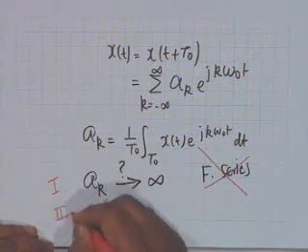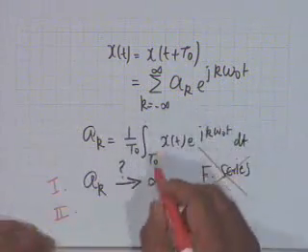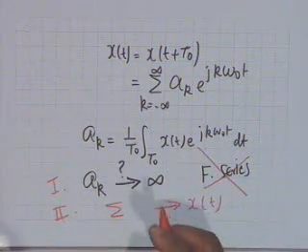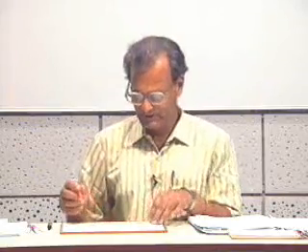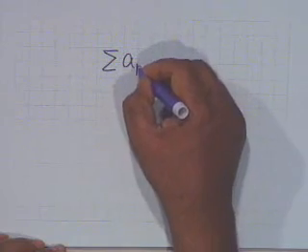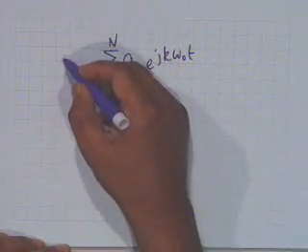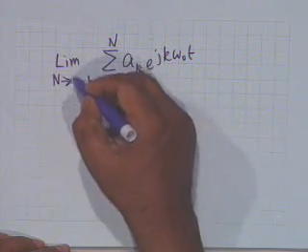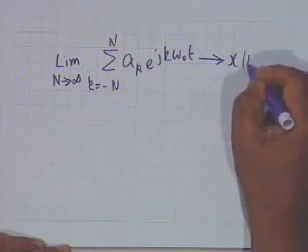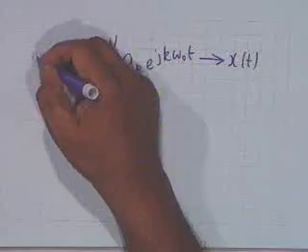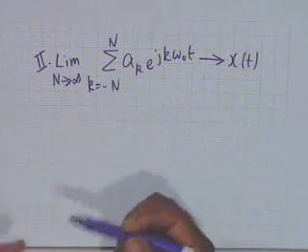That's one question. The second question is, even if the Ak's are finite, how do you know that this summation will converge to x of t? We can start with the truncated Fourier series: summation Ak e to the j k omega 0 t, k equals minus N to plus N, and then we allow N to go to infinity. How do you know that this will converge to x of t? Even if all the Ak's are finite, this summation may or may not converge to x of t. These are two irritating and annoying questions that have to be asked about Fourier series and its existence.